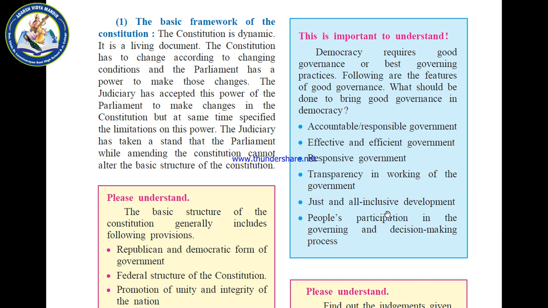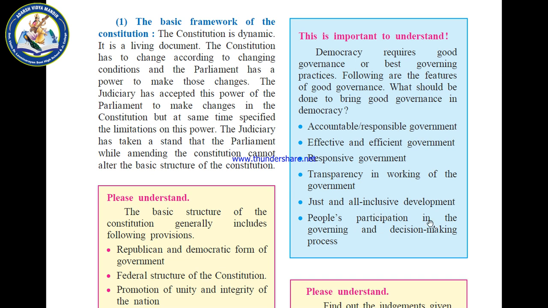Just and all inclusive development. It must be the aim of the government. If the ideal government is there, it is justful, it is lawful and all inclusive development. It looks after the all inclusive development. Everyone's development should happen. This is the aim, the objective of the government, and it is lawful.